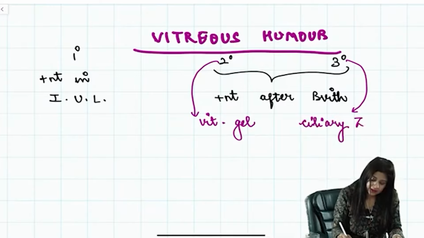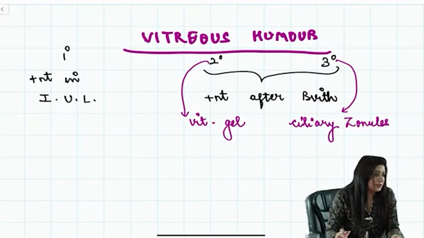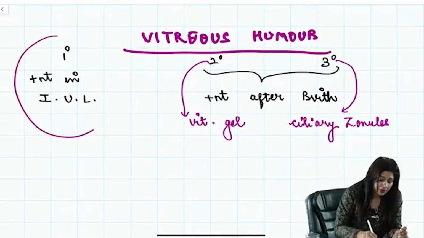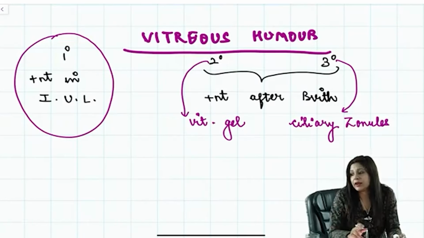These are the ciliary zonules. And I told you also that ciliary zonules are made from vitreous. That is why we have given green color to it. So if you see clearly, primary vitreous will not be present after birth, right? Because it was present only in the intrauterine time. So normally this is not present after birth.